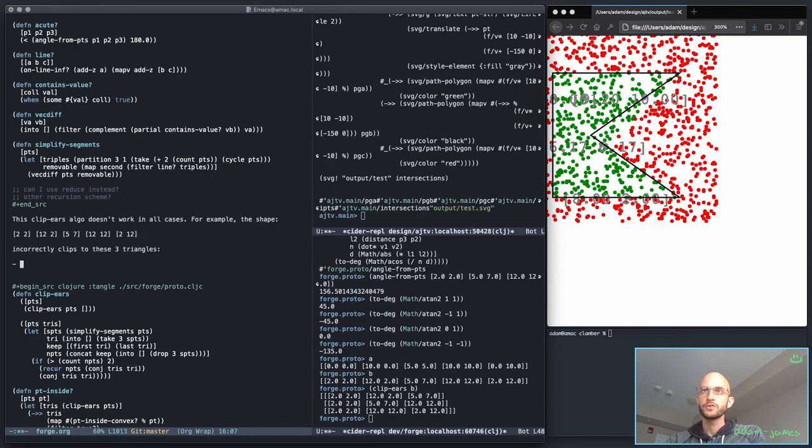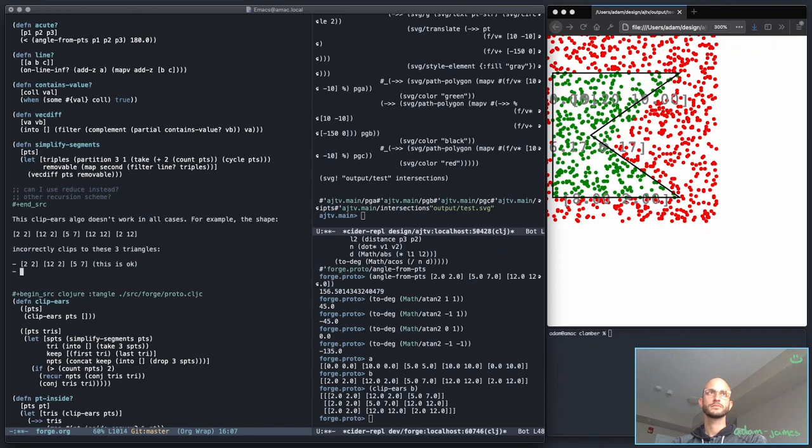Okay, first triangle is (2, 2), (12, 2), (5, 7). This is okay, right? (2, 2), (12, 2), (5, 7). That works.